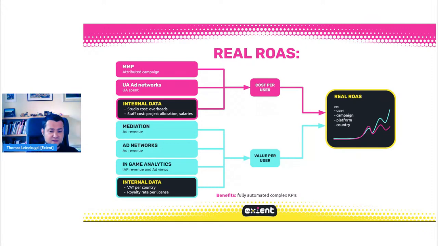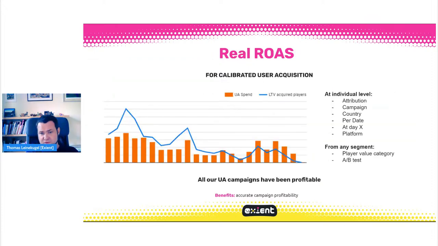Then on the value side, don't ask me why the other solutions we've seen were not adding that, and this is still something you would like to add when you look at the value. And also, we mentioned that we made a licensing deal, so we have a royalty rate, and this can be included as well. So when we're looking at our ROAS, it takes all of that into account. As a result, and if you are dealing with ROAS, you know that basically a 1% difference in the early days of a campaign makes the difference between a successful or a failed campaign. And we were able to look at that very precisely.